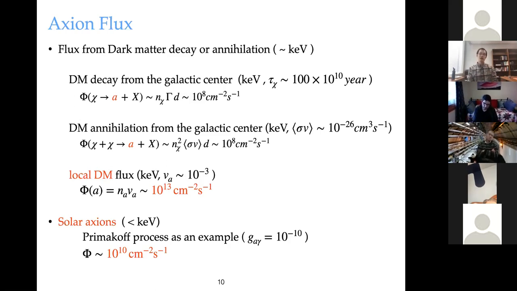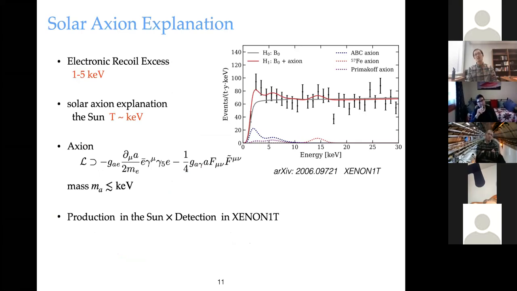The result is like using local dark matter, you can explain the excess. Using the solar axions, you can explain the excess, but you suffer from the other constraints because the flux is much smaller. That's actually the real simple reason to explain the result. But let's go step by step to reach this result in the end.